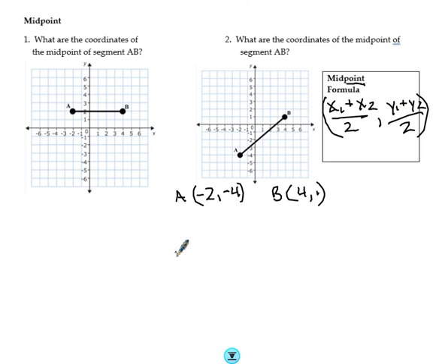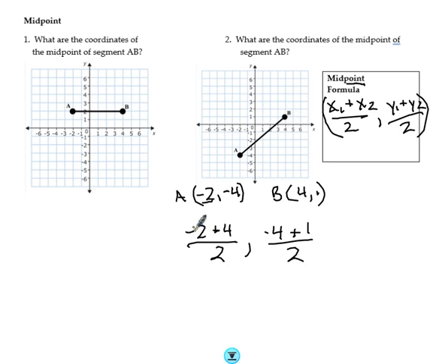And now, just like we did with the distance formula, all we're going to do is substitute these points into the formula. So we'll say this is x sub 1 and x sub 2. So we'll say -2 plus 4 divided by 2, comma, and then we're going to do our y's, -4 plus 1 divided by 2. And then we just simplify.